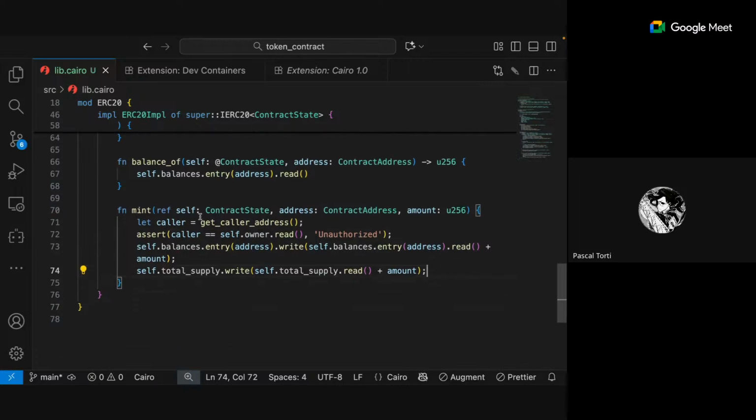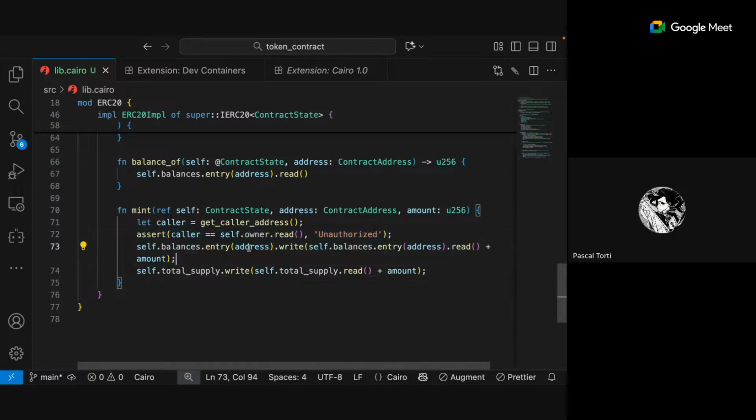We get the caller first. We assert the caller is the owner that we deployed in the constructor when we deployed the contract. If not, the person is unauthorized. Then we check the balances of the target address, that is this address here. Once it passes this check here.